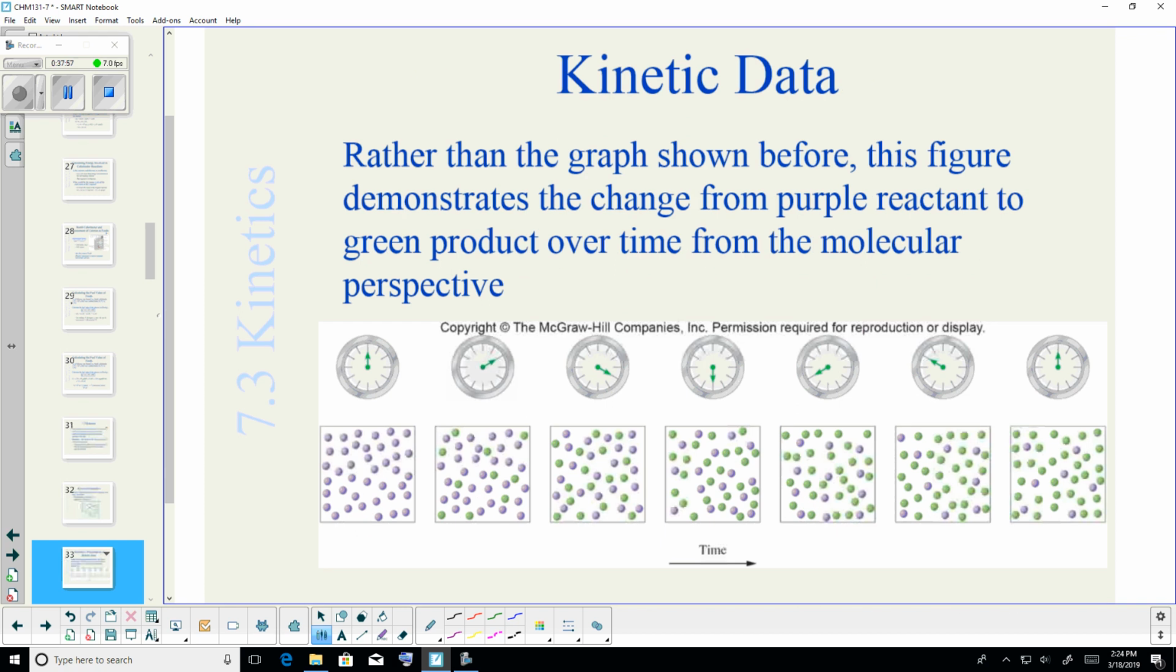And this is just a pictorial representation. We see the purple molecules are going to the green ones over time. So we actually see a color change. And if you have an instrument that measures color, you can follow the progress of the reaction and determine how green it's becoming.